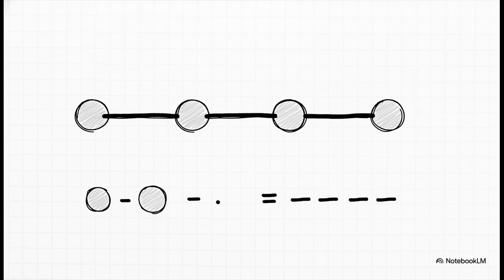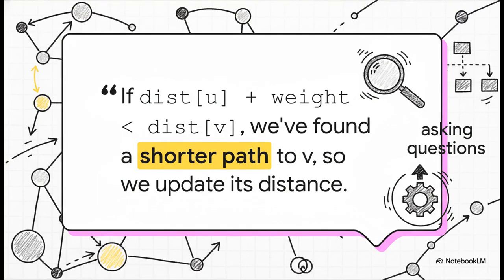So that V-1 rule is a guarantee. It ensures the algorithm has just enough rounds to find even the longest, most winding path possible without getting trapped in a loop. And this quote on the screen, this is the heart of relaxation. This is the question the algorithm is constantly asking itself for every single connection on the map. It's basically saying, hey, the path I have to get to V, is it longer than if I first go over to my buddy U and then take the road from U to V? And if the answer is yes, bam, it updates the map. It just found a better shortcut.